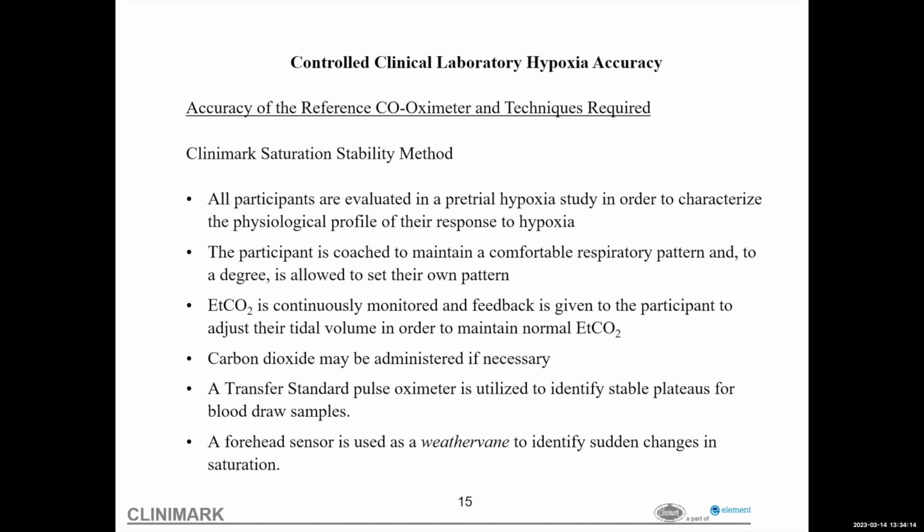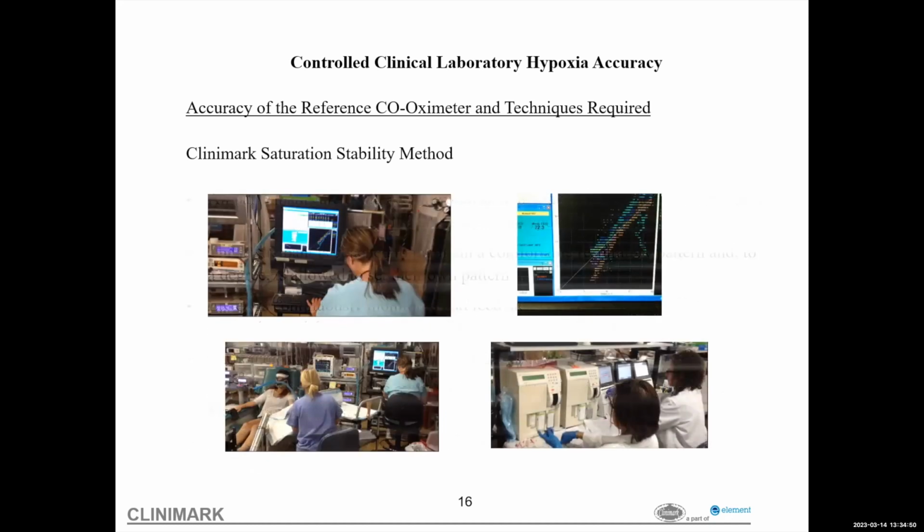The participant during the study is coached to maintain a comfortable respiratory pattern and to a degree is allowed to set their own pattern based on their own physiological response to the hypoxia. ETCO2, end-tidal CO2, is continuously monitored and feedback is given to the participant to adjust their tidal volumes in order to maintain a normal tidal CO2. And carbon dioxide may be administered if necessary to remain normocarbic. A transfer standard pulse oximeter is utilized to identify stable plateaus for blood draws, and then we use a forehead sensor as a weather vane to identify sudden changes in saturation.